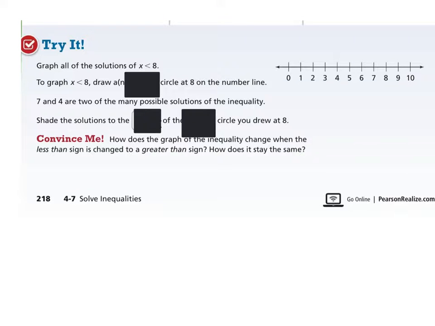So to try it, they want us to graph all the solutions of x is less than 8. So to graph x is less than 8, we are going to draw what kind of circle? An open circle at 8 on the number line. And then we draw an open circle above the 8. And we just think of some numbers that would be less than 8. So they said 7 and 4 are a couple of examples.